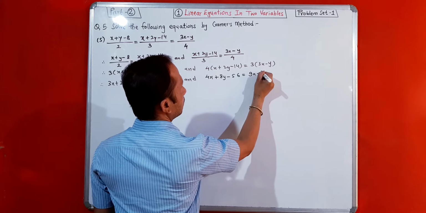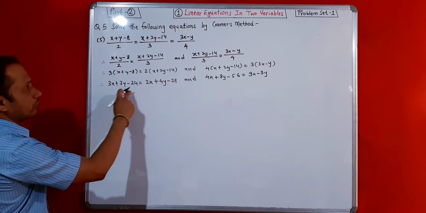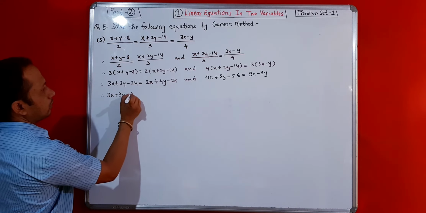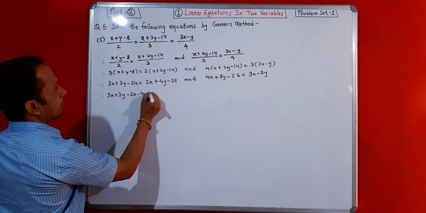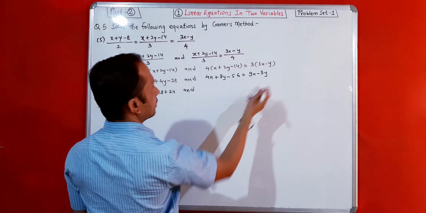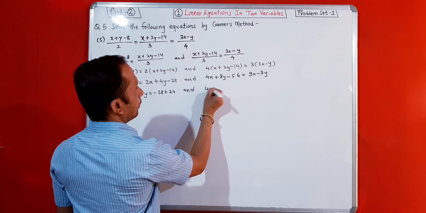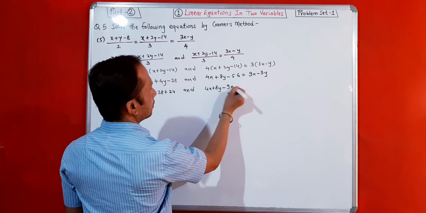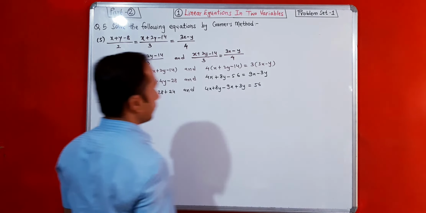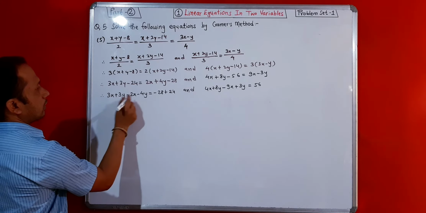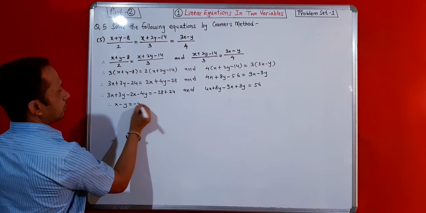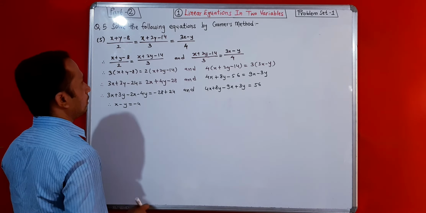9x minus 3y. Now solve this. Minus 24 will go to that side, and the remaining part: 3x plus 3y minus 2x, this is minus 4y, and this is minus 28 plus 24. Now this 56 goes to that side and remaining here 4x plus 8y minus 9x plus 3y. This becomes plus, and this is 56 plus 56. So now this is x minus y, 3y minus 4y, and it is minus 4. So this is the first.